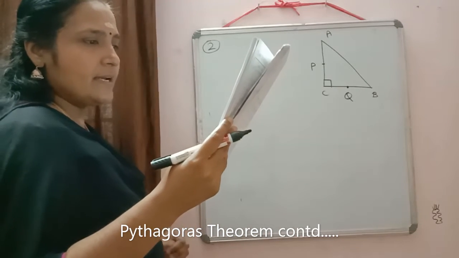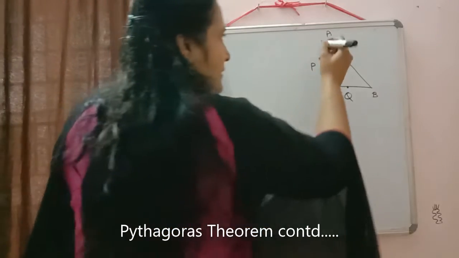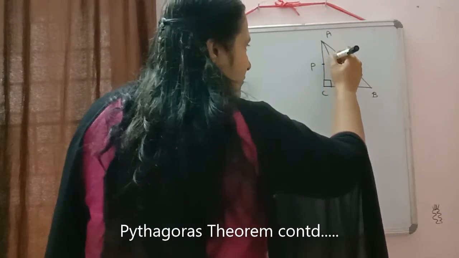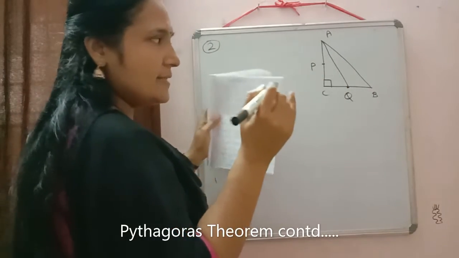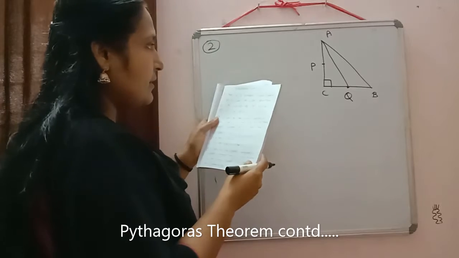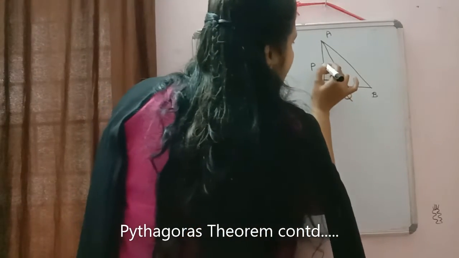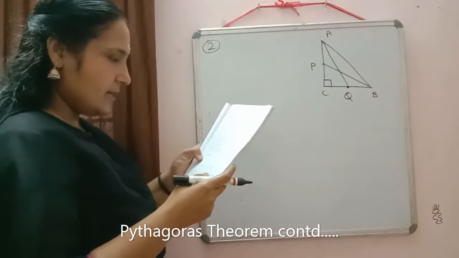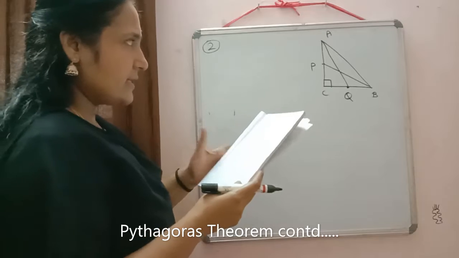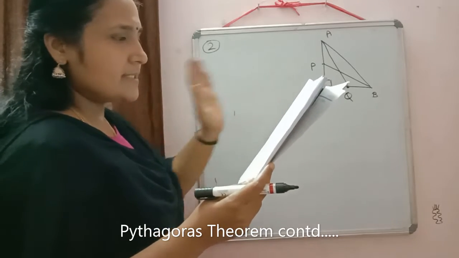And then what is written? Prove that 4AQ square, so A and Q we have to join, 4AQ square is equal to 4AC square plus BC square. Then the second one, 4BP square, so we have to join BP also, 4BP square is equal to 4BC square plus AC square. Then for the next one, no other sides we have to join. Okay, so this is the diagram.